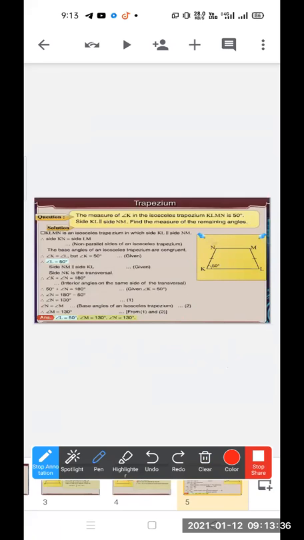So from that we can find the measure of angle N. How much will we get? 130 degrees. Angle N is 180 minus 50, which is equal to 130 degrees. Is it clear? So we got angle N. Angle L we have also got. We have to find angle M. How can we find angle M?